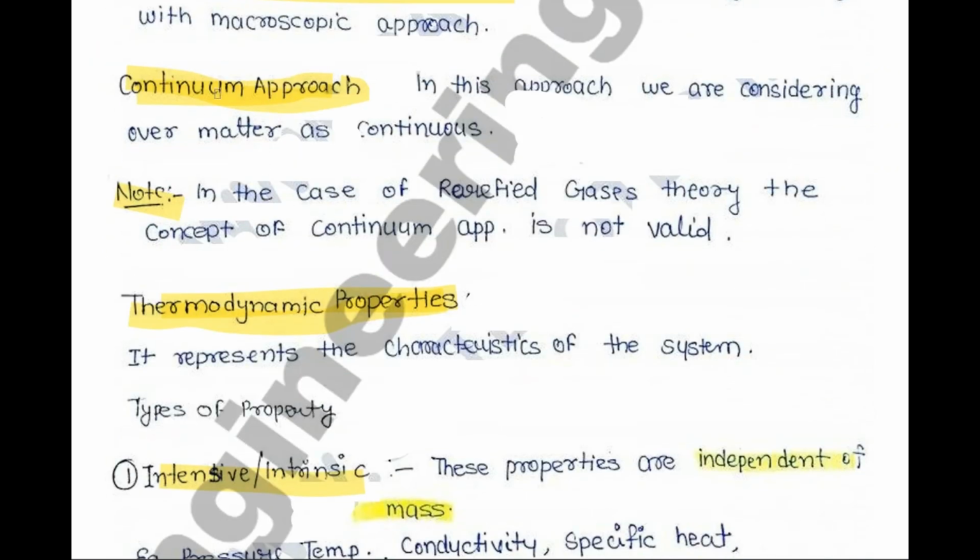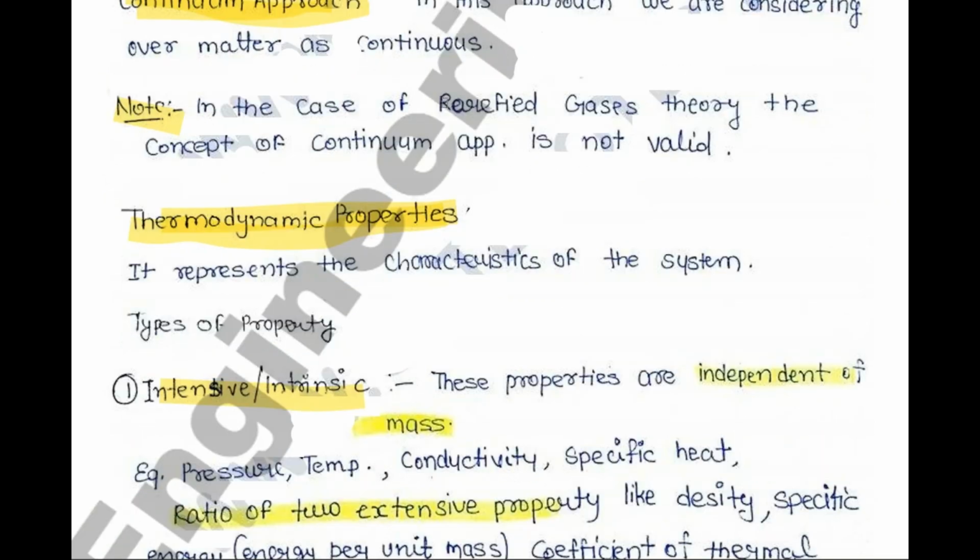And basically this continuum approach is the thing that helps to make the assumption of macroscopic approach, like we assume the system or anything we are considering to be continuous rather than going at the micro level and assuming it to be discrete. We assume it to be continuous.